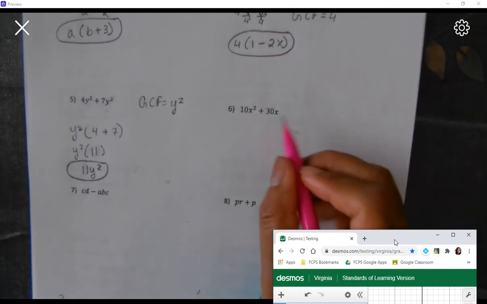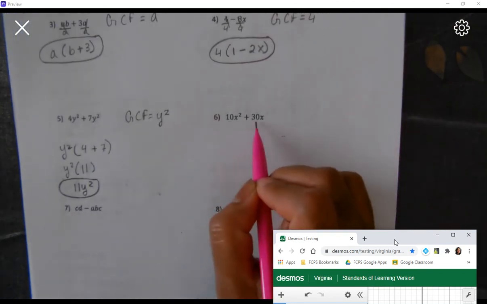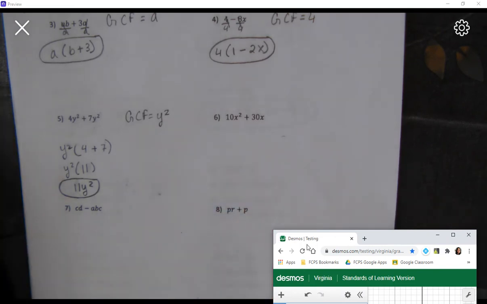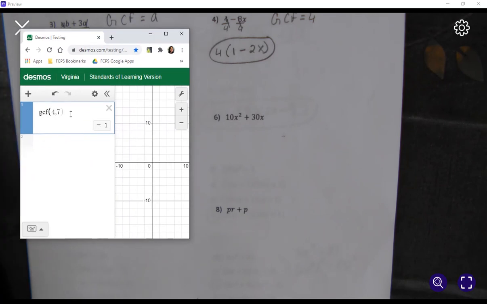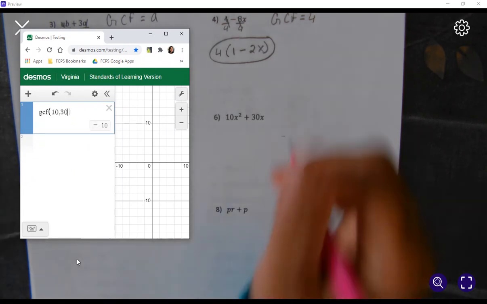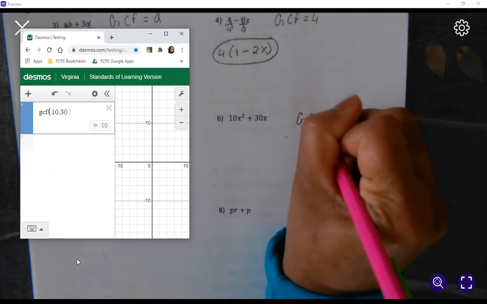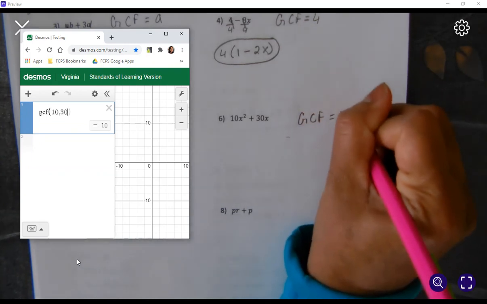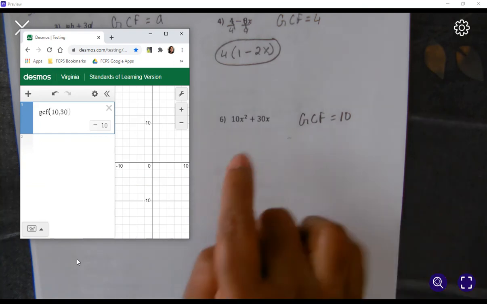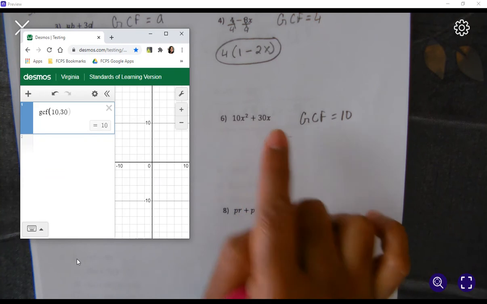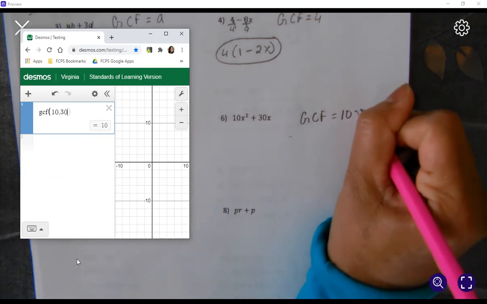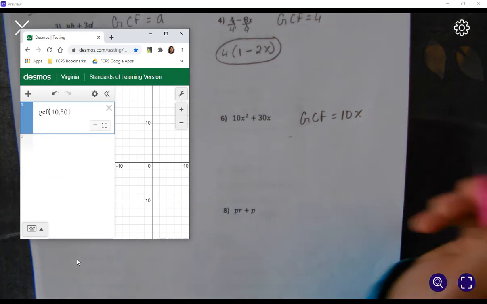All right, so over here, let's find what the greatest common factor is between 10 and 30. What number goes into 10 and 30? If you're thinking 10, you're correct. So here, the greatest common factor is equal to 10. 10 goes into both of them. But notice that there's an x squared here and there's an x here. So the most I can take out is an x. So my greatest common factor is 10x.